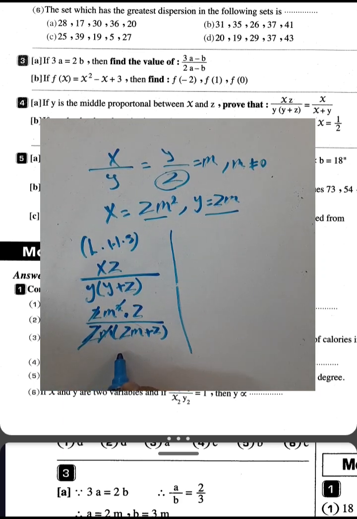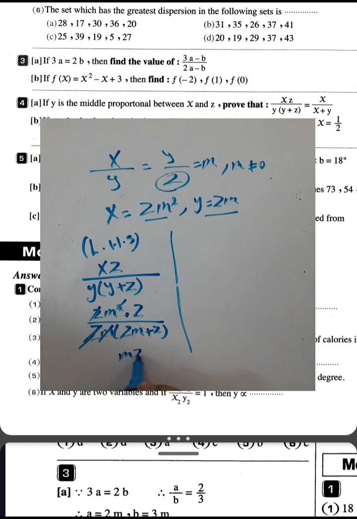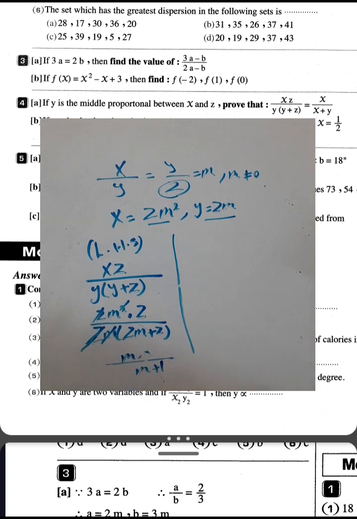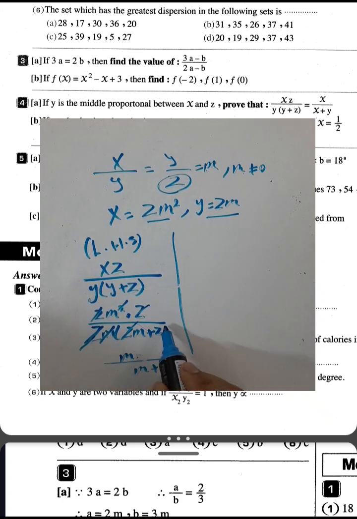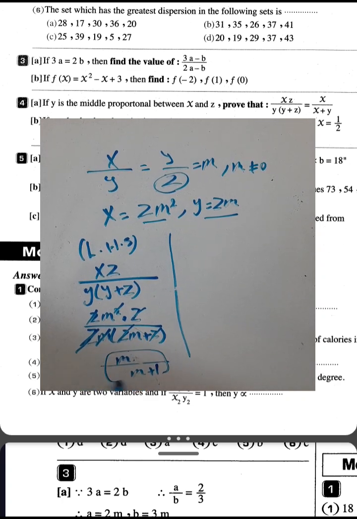Then the result will be z over zm plus z, and you can cancel z by z by z, write z between them, write the common factor again. Then the result will be m over m plus 1. Cancel z by z by z. Okay, write m over m plus 1.